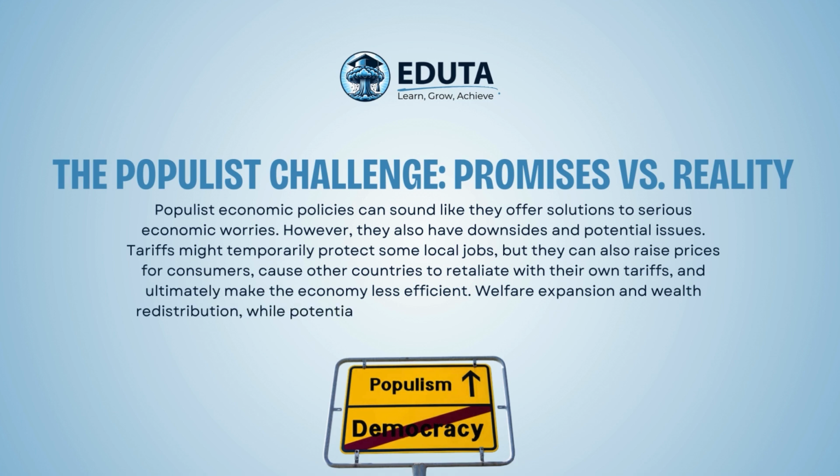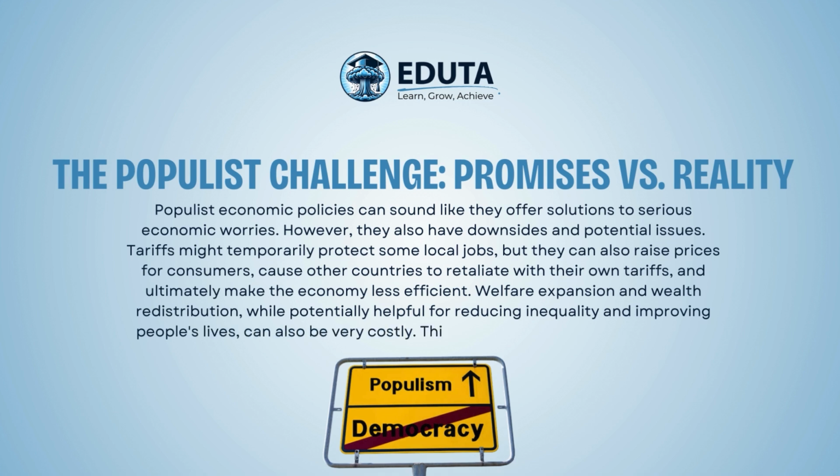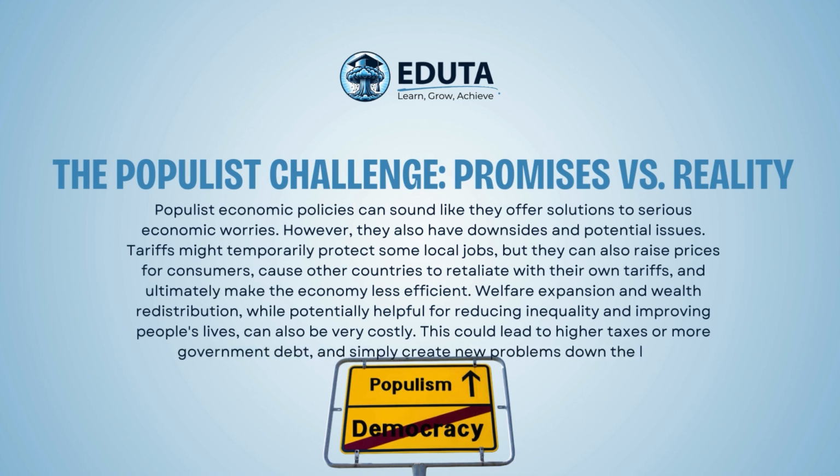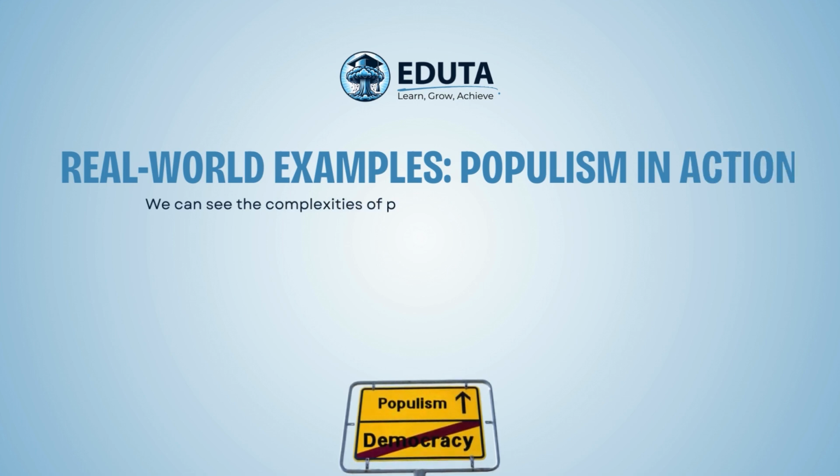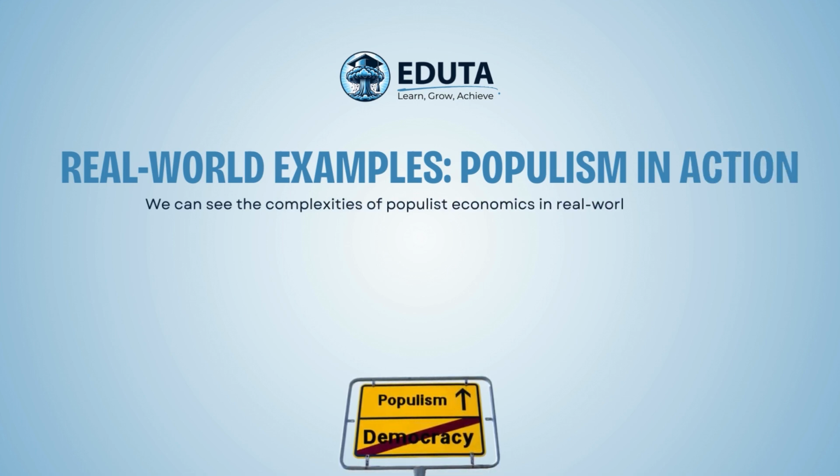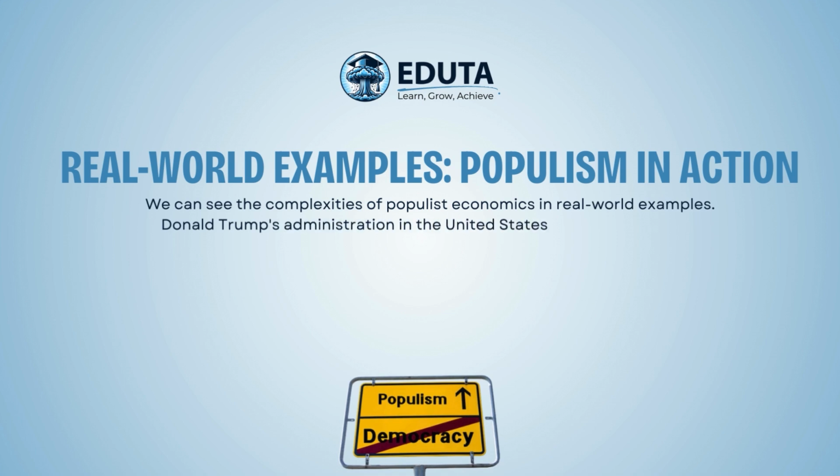Welfare expansion and wealth redistribution, while potentially helpful for reducing inequality and improving people's lives, can also be very costly. This could lead to higher taxes or more government debt and simply create new problems down the line. Real-world examples: populism in action. We can see the complexities of populist economics in real-world examples.